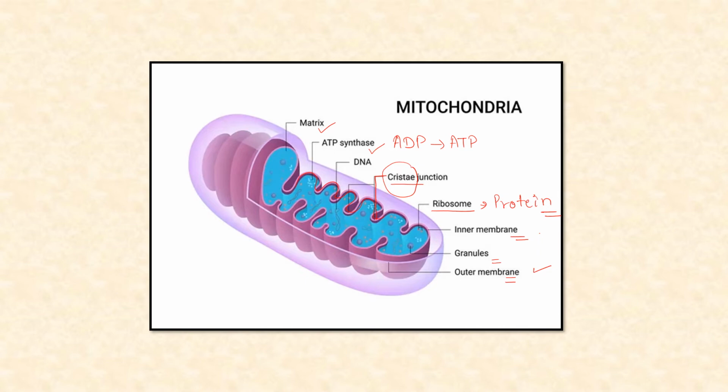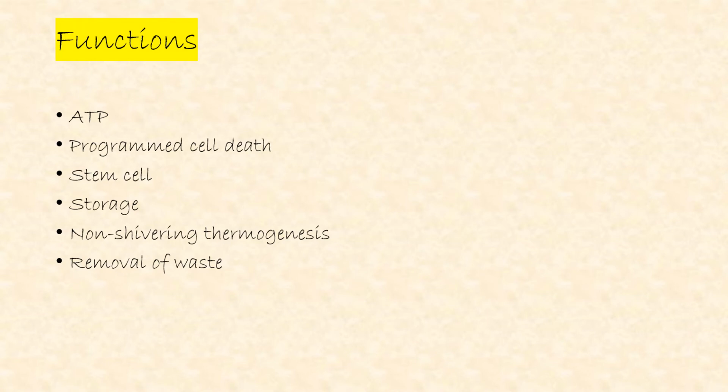Now we will talk about the mitochondrial activity, or its function, to explain why the inner membrane has a large surface area. Number one is to generate ATP. Due to this, mitochondria power all the cellular activity, and ATP is also called the currency of the cell.